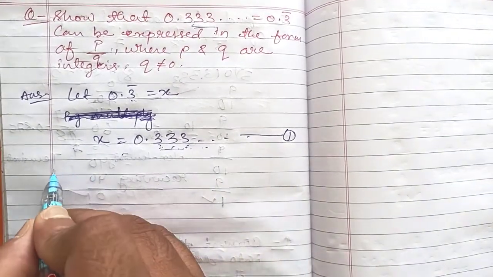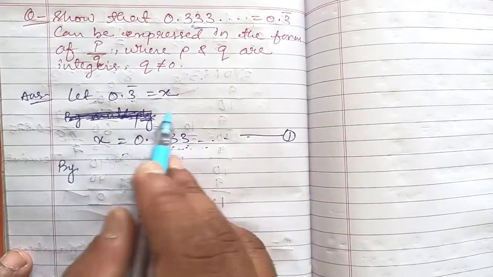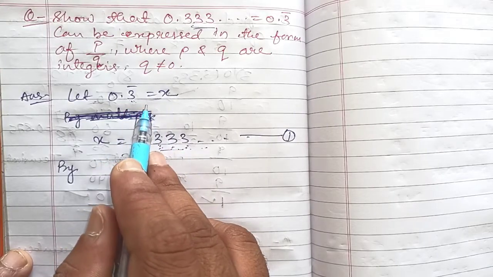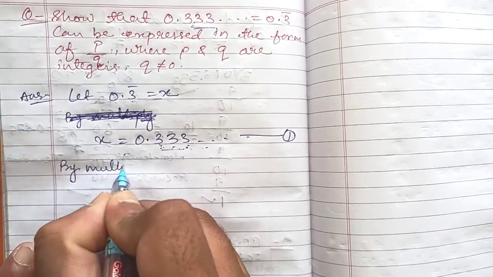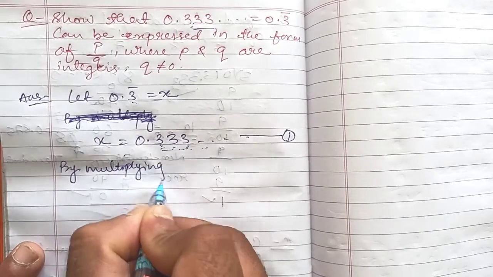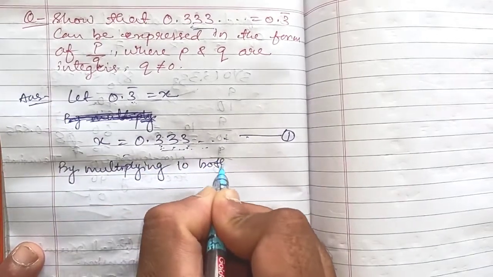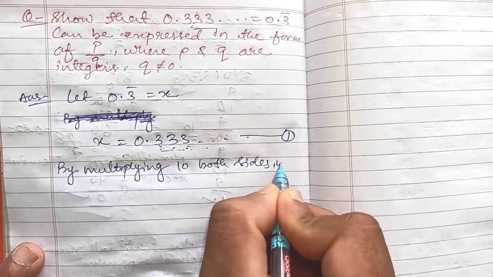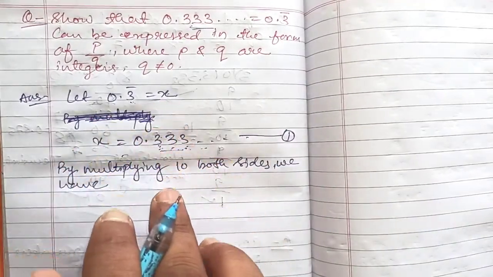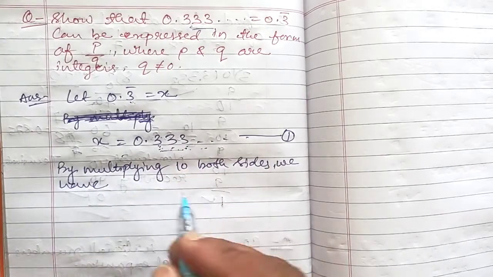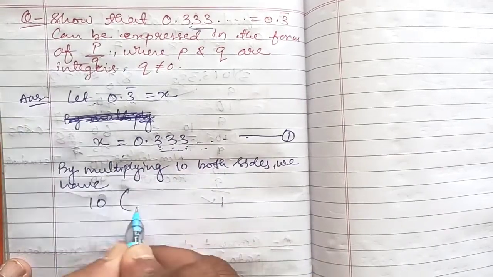Now, by multiplying both sides, how much will we multiply? We will multiply by 10, because one number is under the bar. So by multiplying 10 on both sides, the steps are always the same. What steps will you follow? Only this number will change. So I am multiplying 10 on both sides.